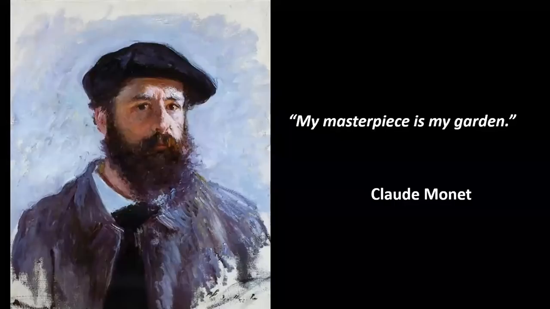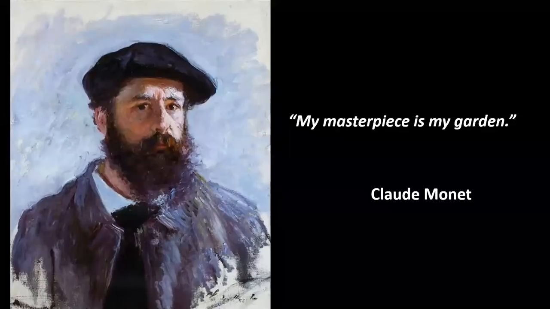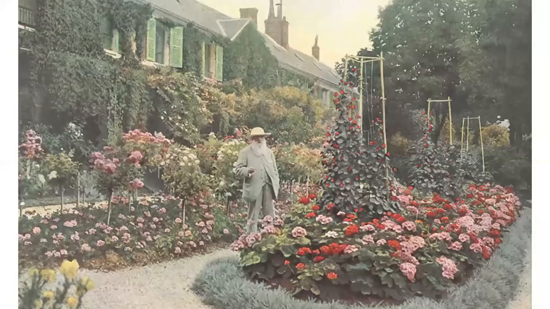Wow, imagine that. Claude Monet makes 2,000 paintings, considered one of the most influential, popular artists in history, and his masterpiece isn't even one of his paintings. It's his garden. Wow, imagine that. Who would have thought that? So FYI, that's a direct quote from Claude Monet himself. Why did he consider his masterpiece to be his garden? Because it was so spectacular, that's why.